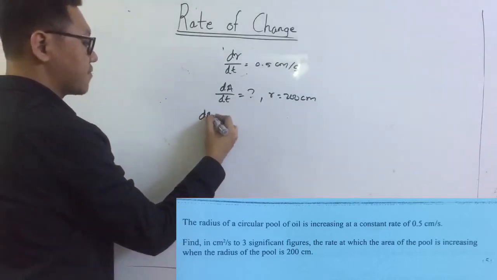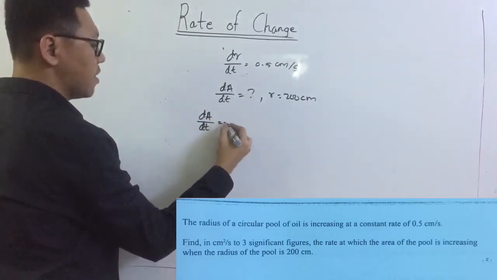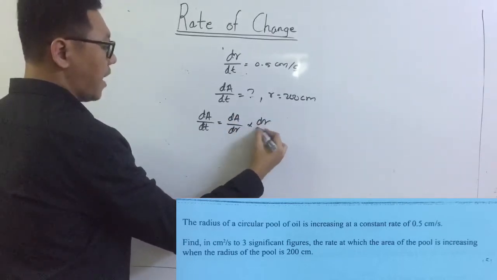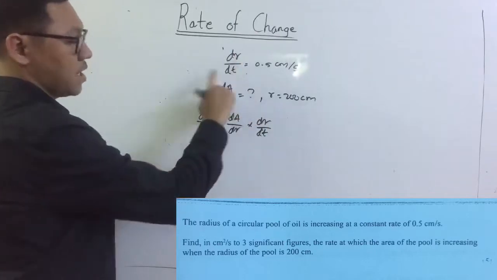Okay, now let's get to it. dA by dt is equal to dA by dr times dr by dt. I don't use h here because there is no h, okay?